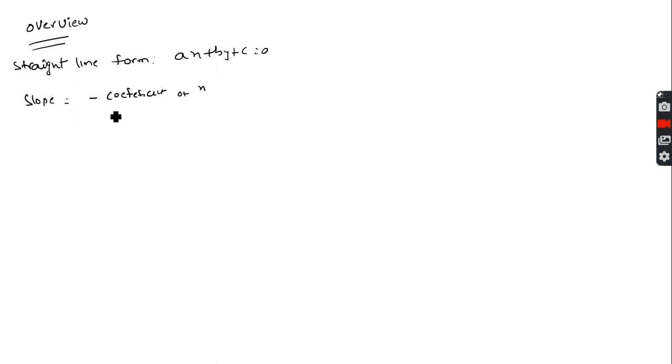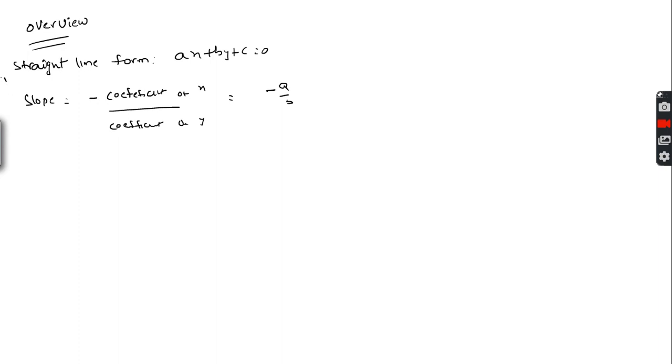So first, the straight line form. What is the straight line form? ax plus by plus c equal to 0. And the slope is equal to minus the coefficient of x by the coefficient of y, that is nothing but minus a by b.